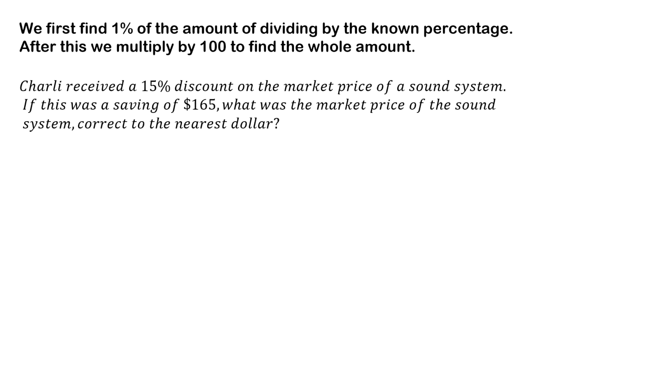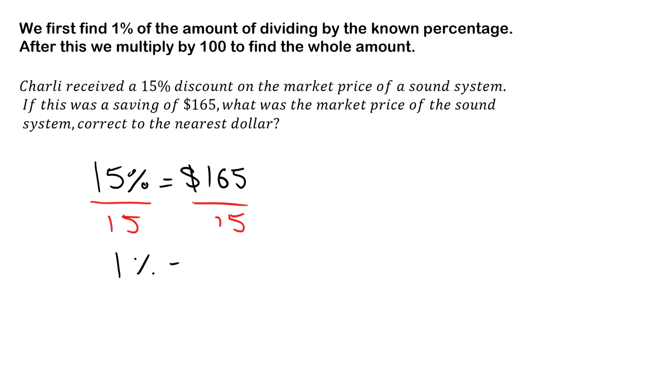So in our example here, Charlie received a 15% discount on the market price of a sound system. And if this was a saving of $165, what was the market price of the sound system correct to the nearest dollar? So we know that 15% is $165. If I wanted to find what 1% is, I would need to divide both sides by 15. So what that does is that gets us to 1% equals 165 divided by 15, which is 11. All right, so we know 1% is $11.